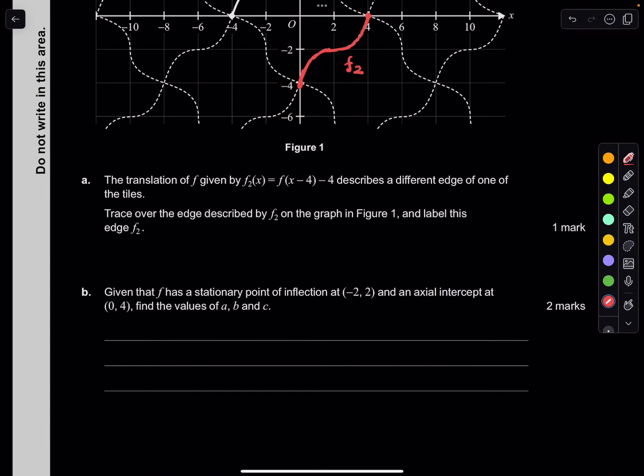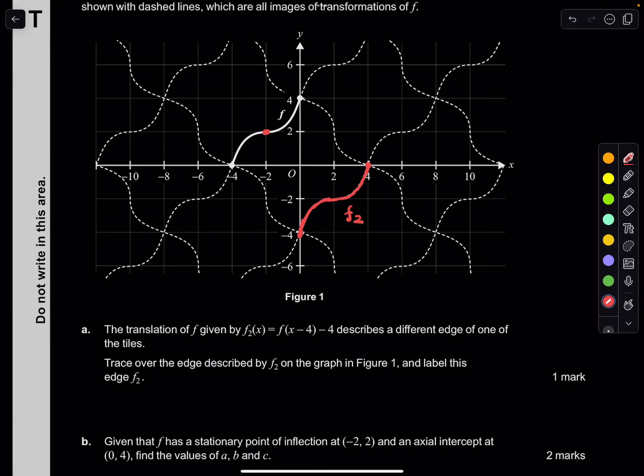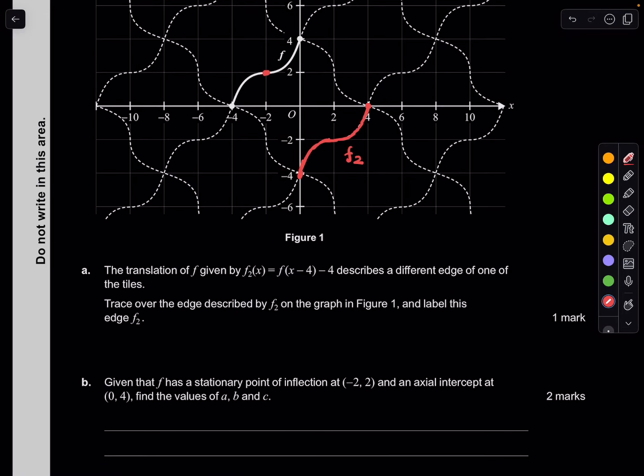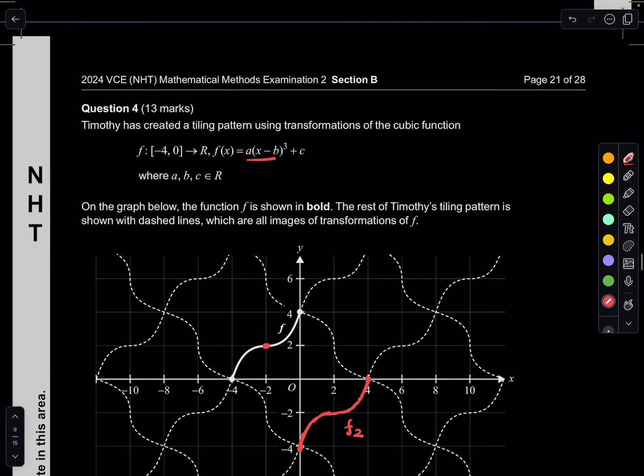Given that f has a stationary point of inflection at -2, 2, so this makes sense, yep, and a y-intercept at 0, 4, yep, we can see that, 0, 4. Find the values of a, b, and c. Quite easy. There are so many ways you can do this question. You can already determine the equation because remember, if you know the inflection point, and this is given in this formula, we know that b has to be negative, basically 2, because when you're writing it, it's going to be x plus 2 cubed.